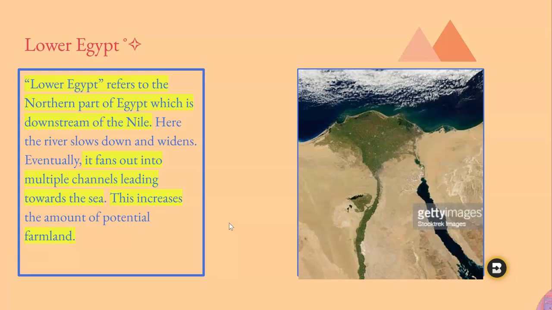So Lower Egypt refers to the northern part of Egypt, which is downstream of the Nile. Here the river slows down and widens, and eventually it fans out into multiple channels leading toward the sea. That increases the amount of farmland. So, before you start typing, let me show you on the map again real quick. Remember how Upper Egypt was up higher than Lower Egypt? You see how on the map where Lower Egypt is, it's flat? That's what happens in real life too.